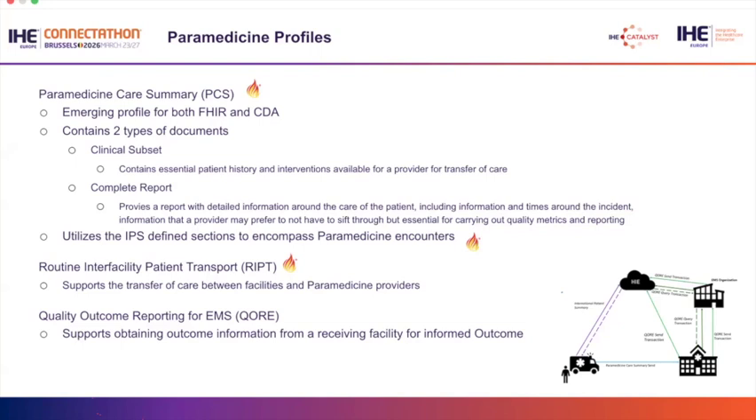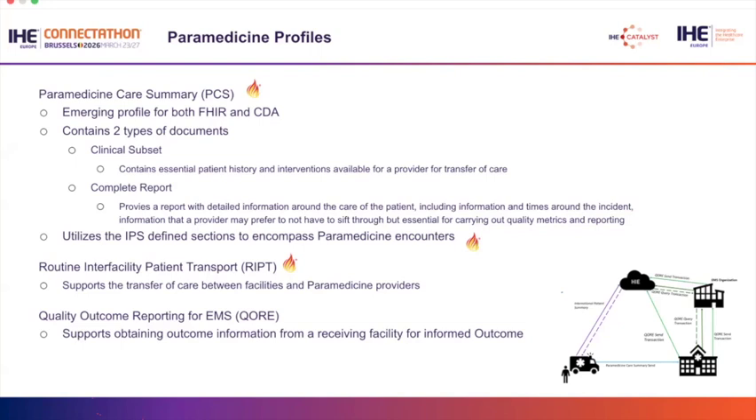There's the routine interfacility patient transport profile. It is a transfer of care summary document that goes from a provider system to a paramedicine system. So again, it's similar, but not as robust as the complete report for the paramedicine summary, and is mostly patient summary data plus referral information.